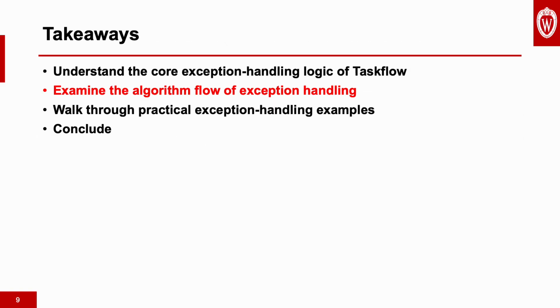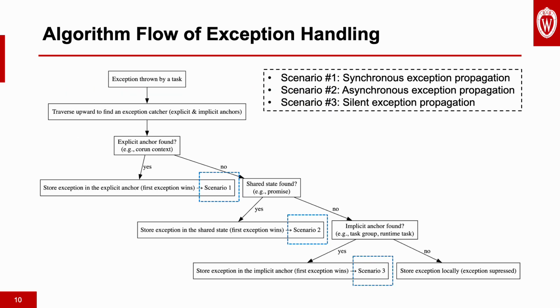Now, let's examine the algorithm flow of exception handling. This figure shows how Taskflow decides where to handle an exception based on available execution context. When a task throws, the executor walks up the task hierarchy, marks the path as exceptional, and looks for an anchor node that can catch it.